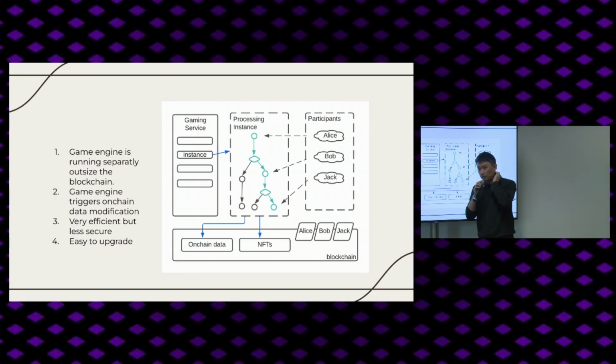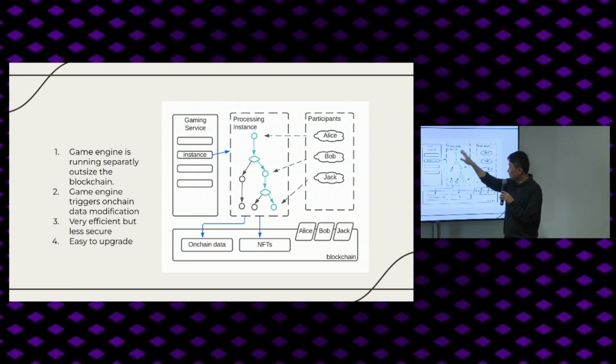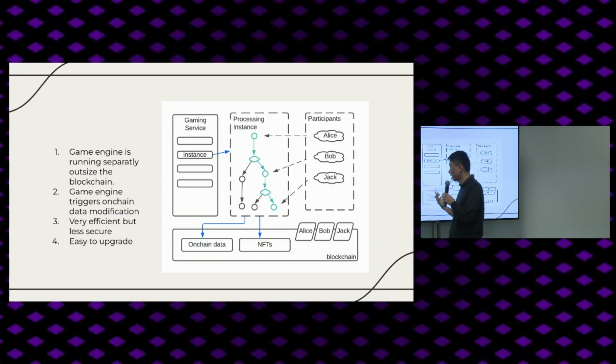Some people call this kind of architecture Web 2.5 because the game engine is running outside the chain. At a certain stage, some participant triggers a job. It's not a transaction. Ethereum and blockchains are transaction-based, but this is job-based because it can interact with different users in the game. In this job, at some stage, it will communicate with the on-chain data to maybe do some transfer, mint NFTs, and sometimes do some penalty calculation.